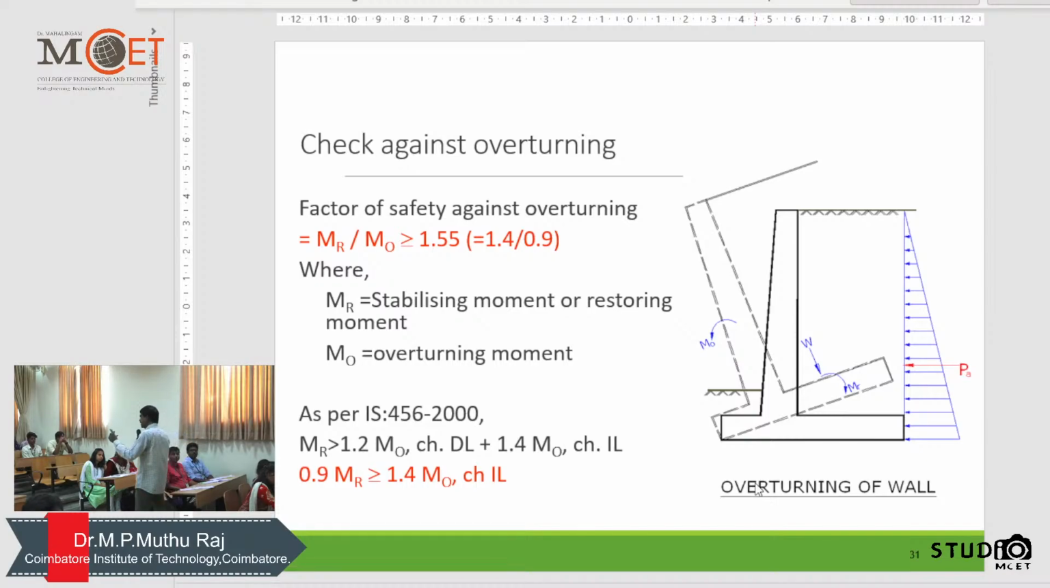You can calculate the safe bearing capacity of the soil. So at this end, the pressure should not be more than that. So this is the concept which will be utilized in the design of a cantilever type of retaining wall.